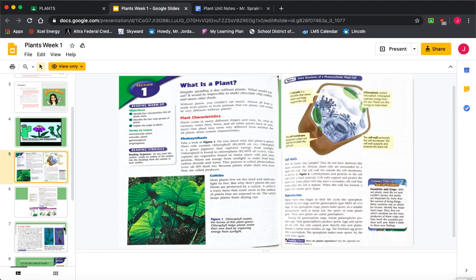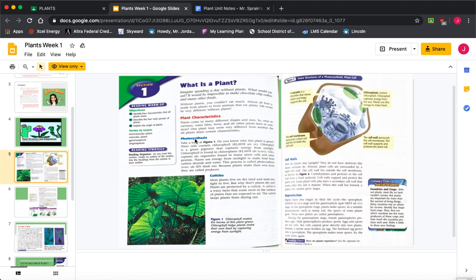Okay, so section 1 is titled, What is a Plant? Imagine spending a day without plants. What would you eat? It would be impossible to make chocolate chip cookies and many other foods. Without plants, you couldn't eat much. Almost all food is made from plants or from animals that eat plants. Life would be very different without plants.